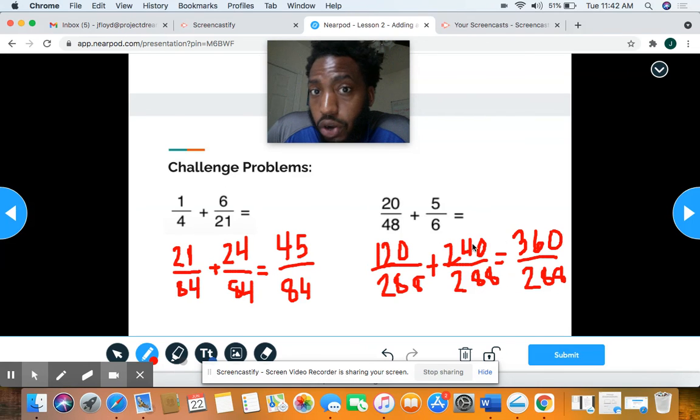We then add our numerators, 120 plus 240 is 360, and we keep our common denominator the same. I would call this the common denominator strategy. So the answer is 360 over 288. All right, guys, time for our exit ticket.